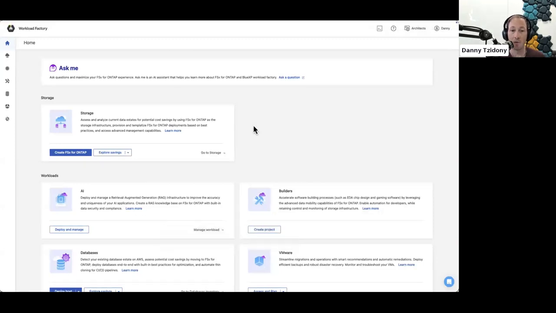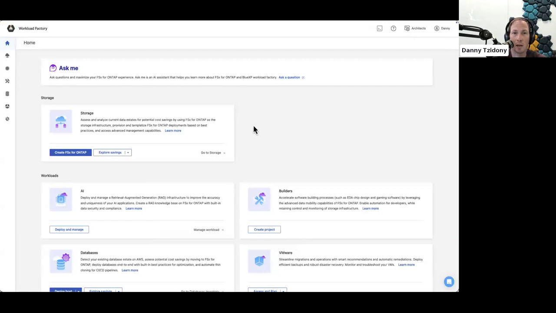Okay, so before we begin, for brevity's sake, I'm going to use a tool by NetApp called Workload Factory. Essentially, it's a console that can detect our FSx for ONTAP systems on our AWS account. It also has many other features.